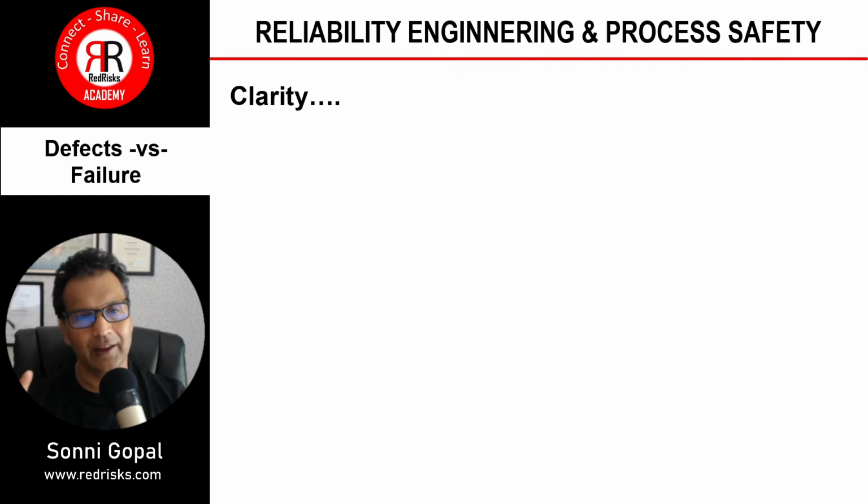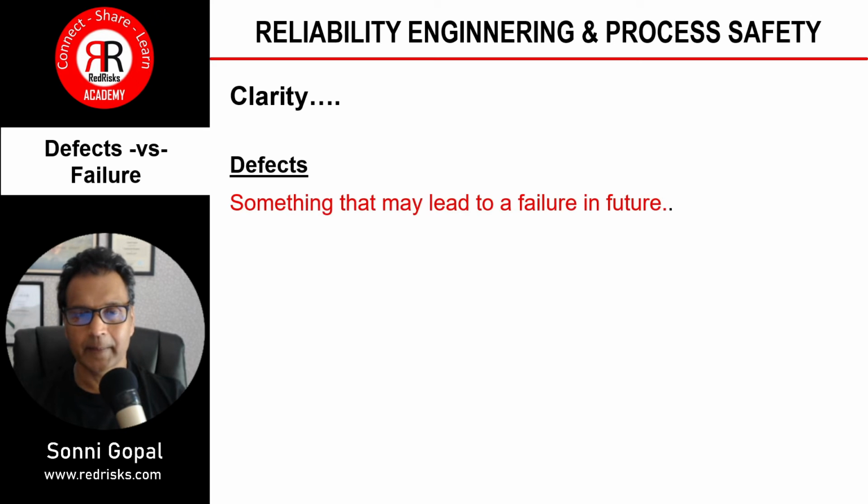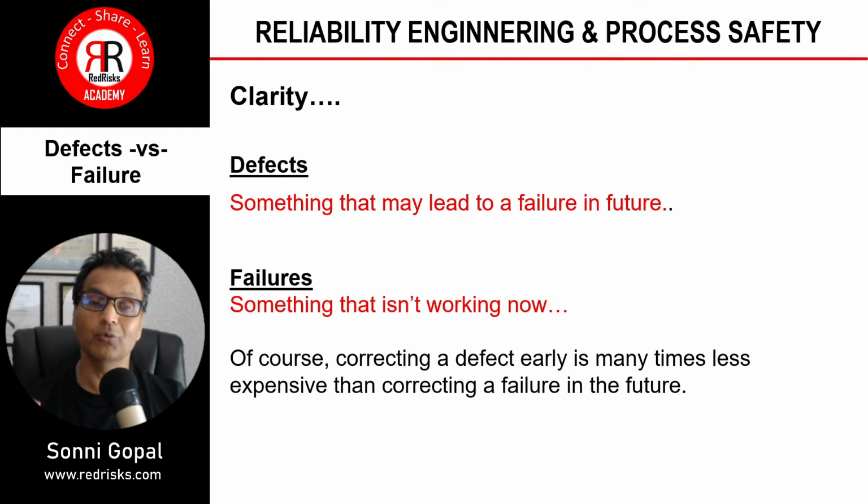Let's add a bit of clarity here, because there are 2 things I need to distinguish, and that's defects versus failures. A defect is something that may lead to failure in the future, whereas a failure is something that isn't working now. Very important concepts, because correcting a defect early is of course substantially less in terms of impact than doing something after a failure. If, for example, it costs you $25 or pounds, whatever you want to think of, to correct a defect, if that's left unattended, you could be looking at substantially more, maybe $25,000, etc.